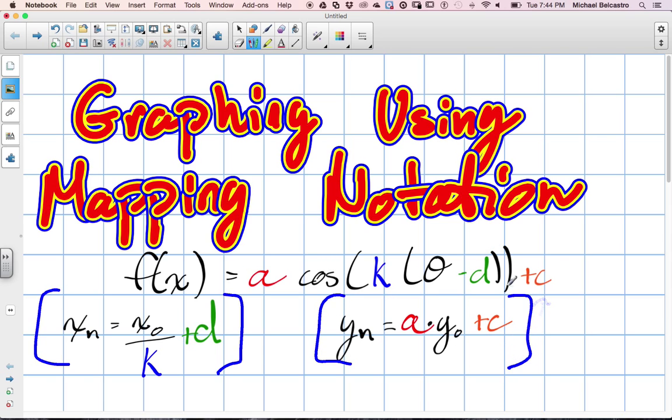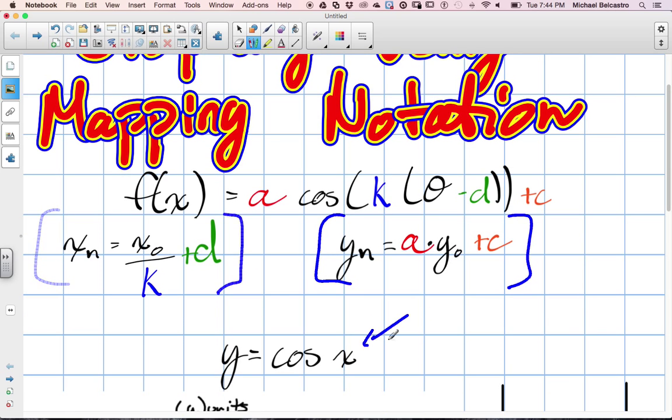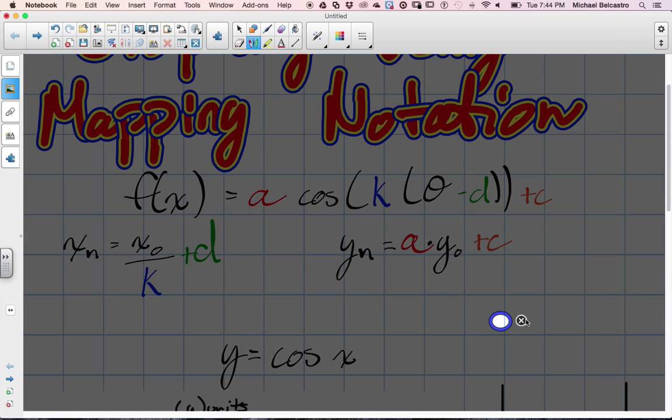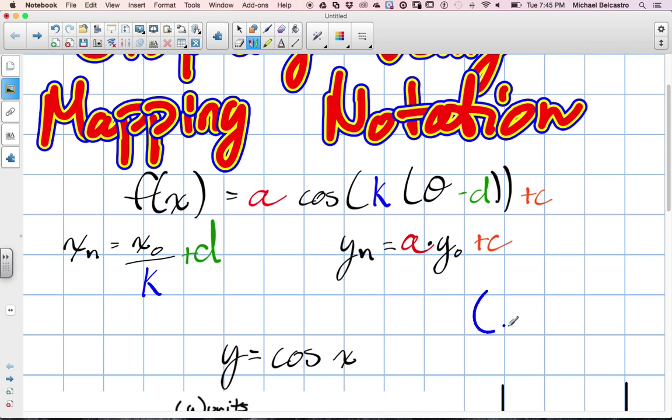Mapping notation is where you have your original set of coordinates. So say we're going to originally graph this. We'd have a coordinate. Let's say it's 0 and 1. Okay, so 0 and 1. And using mapping notation, we can use these values, 0 and 1, and put them in to find out where our new coordinates will be.